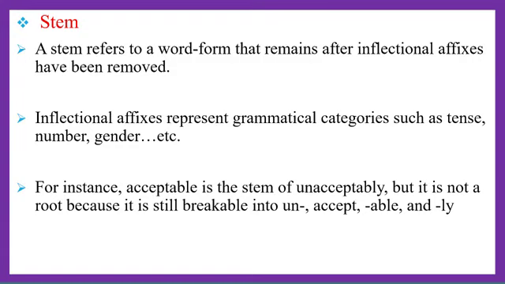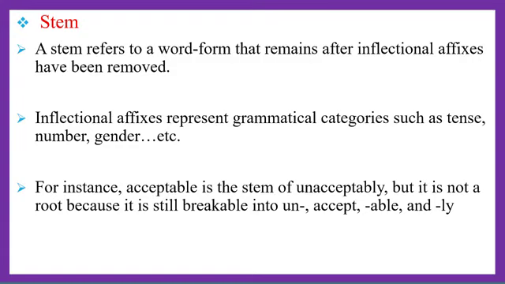So for instance, unacceptable is the stem of unacceptably, right? So we remove ly, and we keep able. Okay, so we remove ly and we remove un, and we still have acceptable. That's a stem. So once you remove inflectional affixes, you still have a stem.